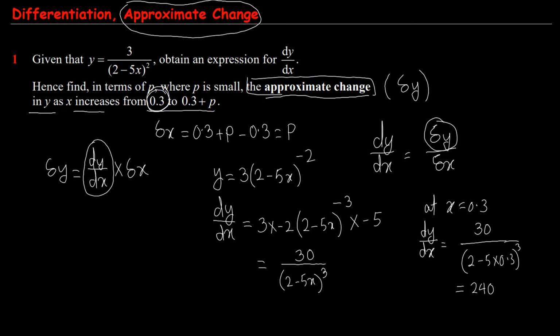Now just put the values here, automatically we will get the answer, which is 240, and delta x I wrote here as p, so put here p. So our answer is 240p. This is our answer for approximate change in y.